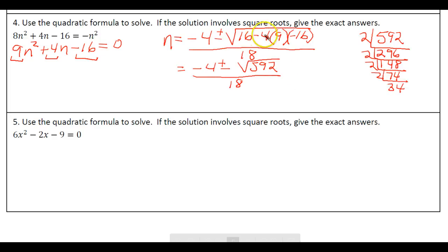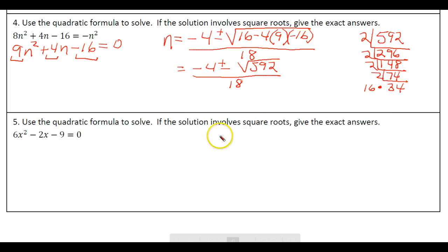So when I multiply these, I get a positive added to 16. I get 592. Now I have to simplify that 592. So I take it over here and I try to see if I have any perfect square factors in there. Well, I have 2 times 2 times 2 times 2. So that's a 16. It's actually 16 times 37.